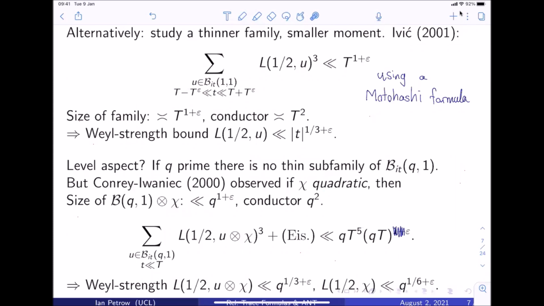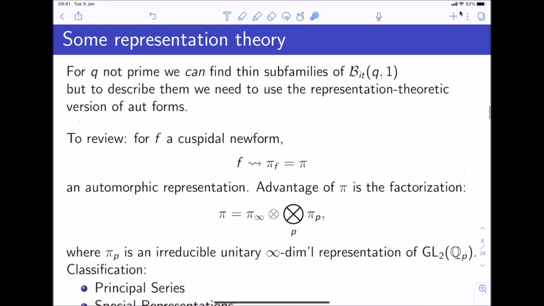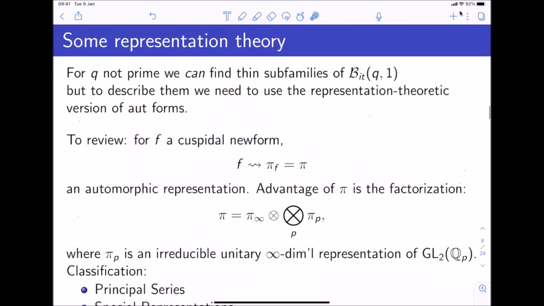So to really describe what's going on here, I need to introduce some representation theory. I'll try to explain it in a way that, if you already know this story, you're going to be bored for the next few slides. But if you don't, maybe this is a quick and dirty introduction, and it may encourage you to learn some more about this.